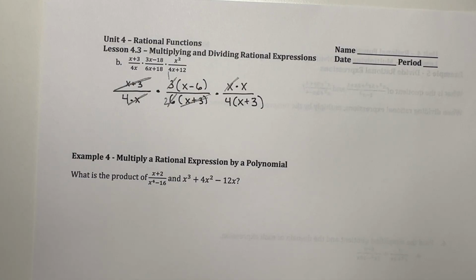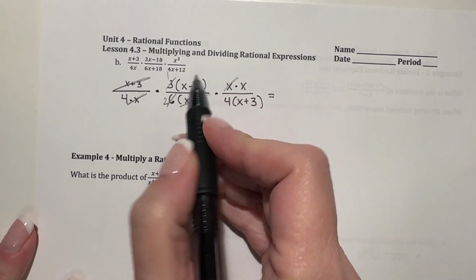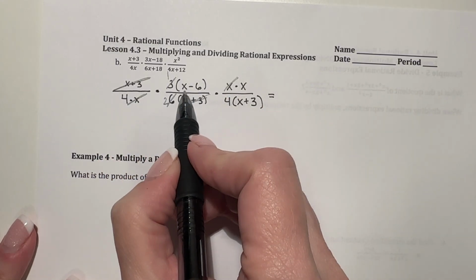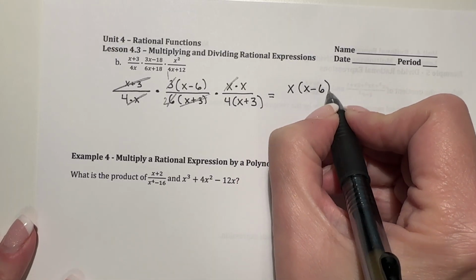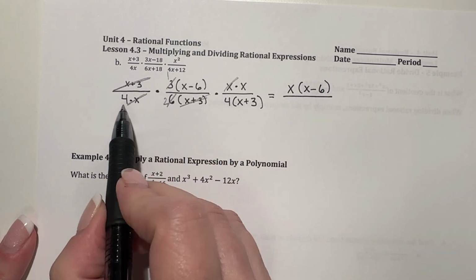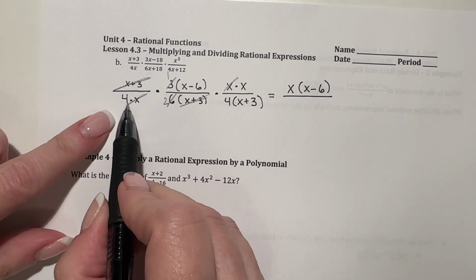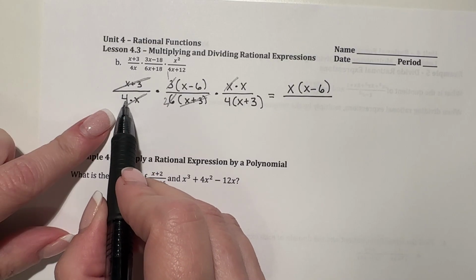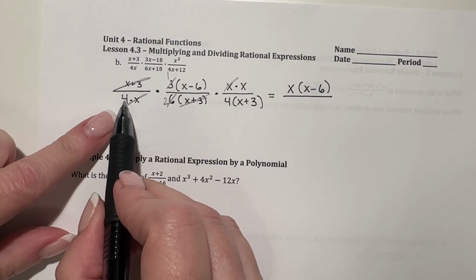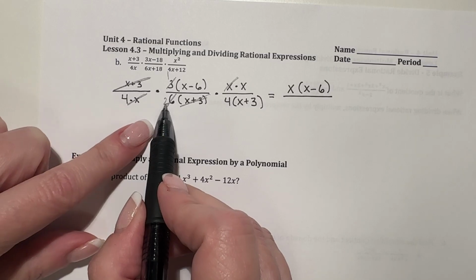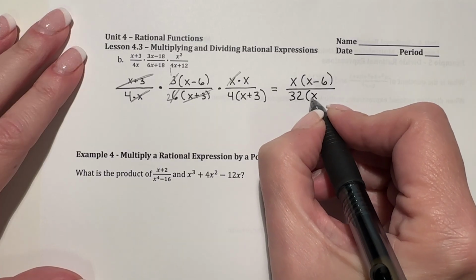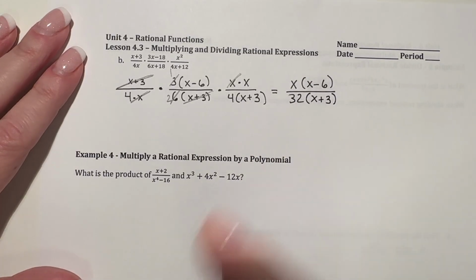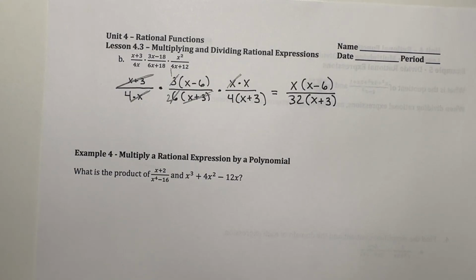Okay, so now that we've done all our crossing out, we are going to multiply straight across. So this is gone, this is gone. We still have an x and an x minus 6. Down here on the bottom, that 4 is still there. So be careful when you're crossing stuff out to not go crazy and cross it out like there's nothing there. So that's 4 times 2, that's 8. Times 4, that's 32. And then you still have the x plus 3. All right, so we have now simplified our problem.